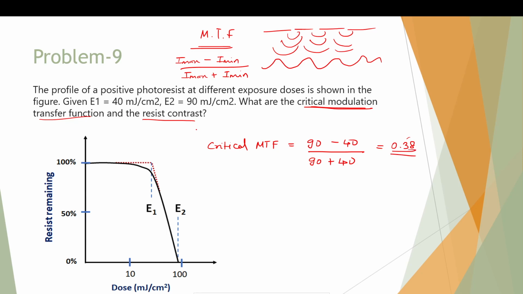So that is that. And the resist contrast, just like we did in the previous class, I will just write the formula: 1 over log of E2 by E1. So you can find out the resist contrast.